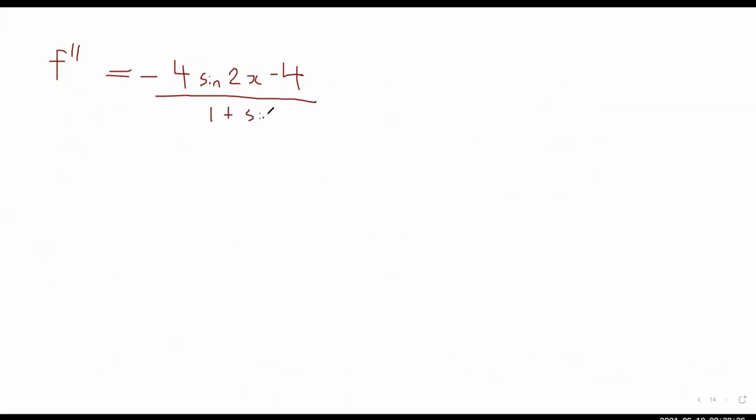And don't worry, we're almost finished. This is what we get. And so f double prime of 0, we plug in 0, we get negative 4. So now we just need to find f triple prime, and we're done, because that gives the first 3 non-zero terms.